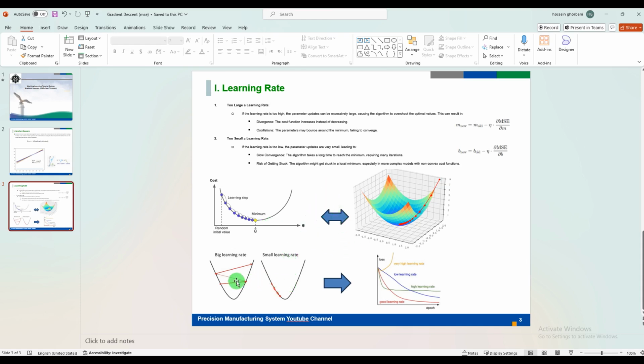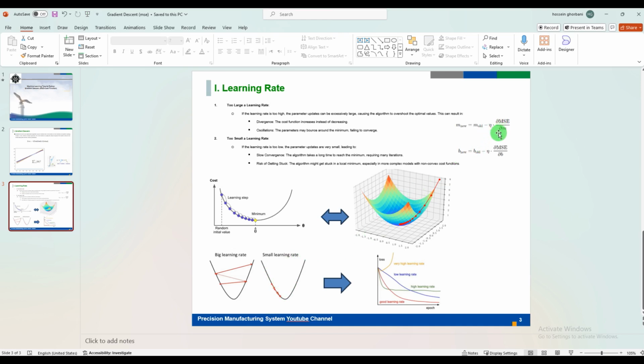As you can see, when we use a big learning rate, a very high learning rate, our cost function increases. And if we use a good learning rate or optimum learning rate, as you can see in this figure, we will have a low cost function. So it's so important to find an optimum learning rate in your model.